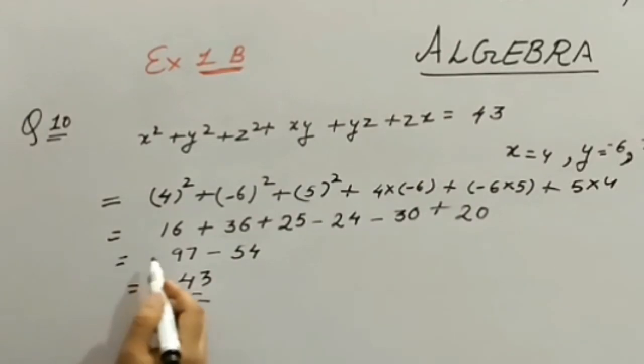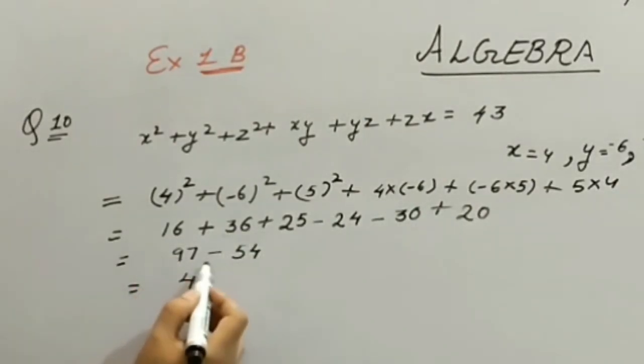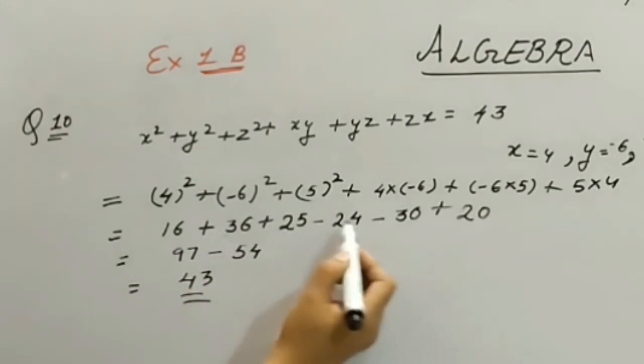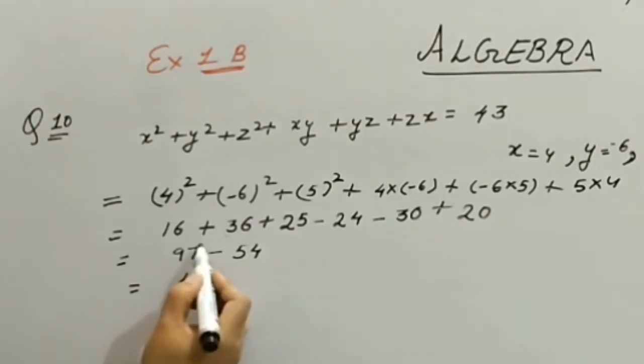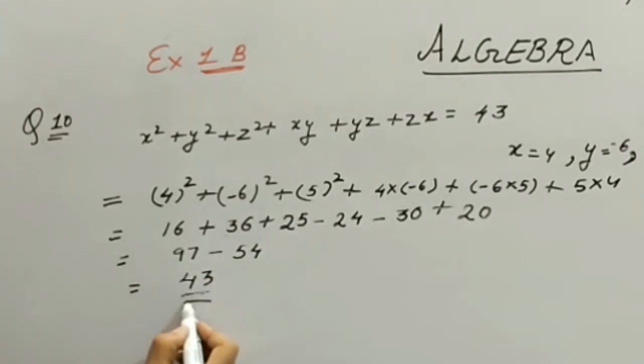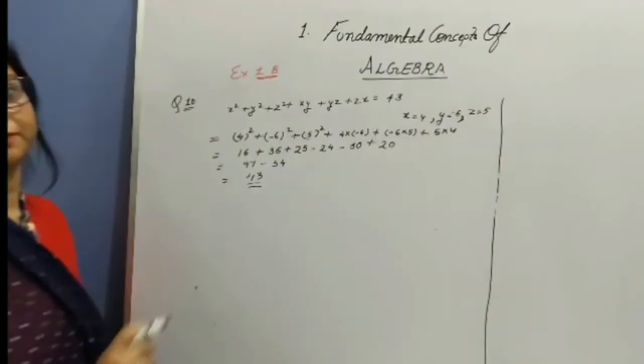Add all the positive integers. 16 plus 36 plus 25 plus 20 equals to 97. Then add the two negative integers, minus 24 minus 30, when you sum up it becomes minus 54. Next step, subtract and get the answer 43. Hence you prove that the given expression equals to 43.